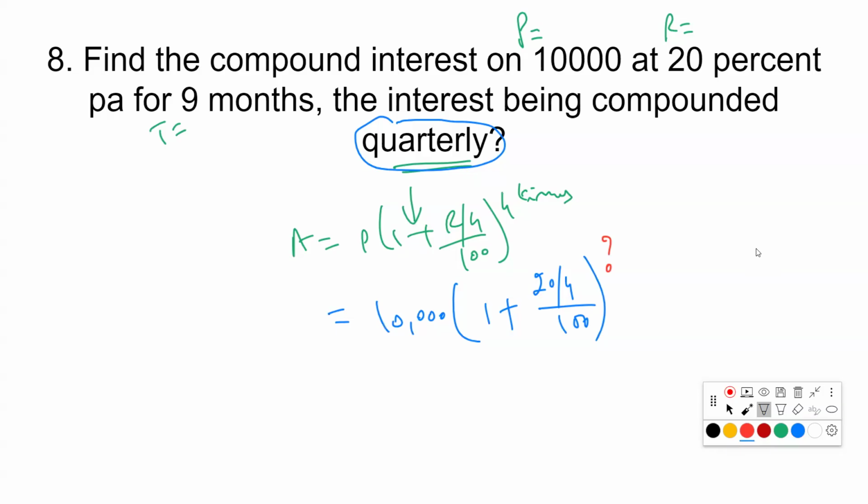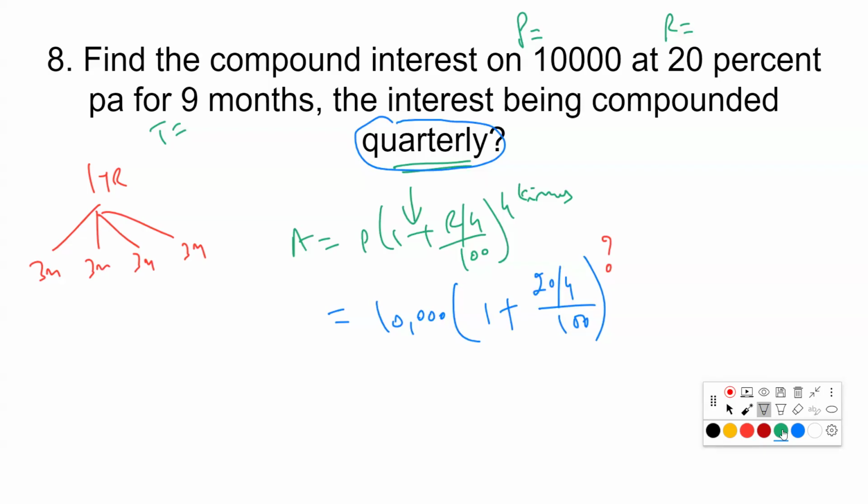Number of times. How many times do you want to apply? So in a quarterly, if it is 1 year, what is quarterly? Every 3 months calculation is quarterly. And when do you want to?